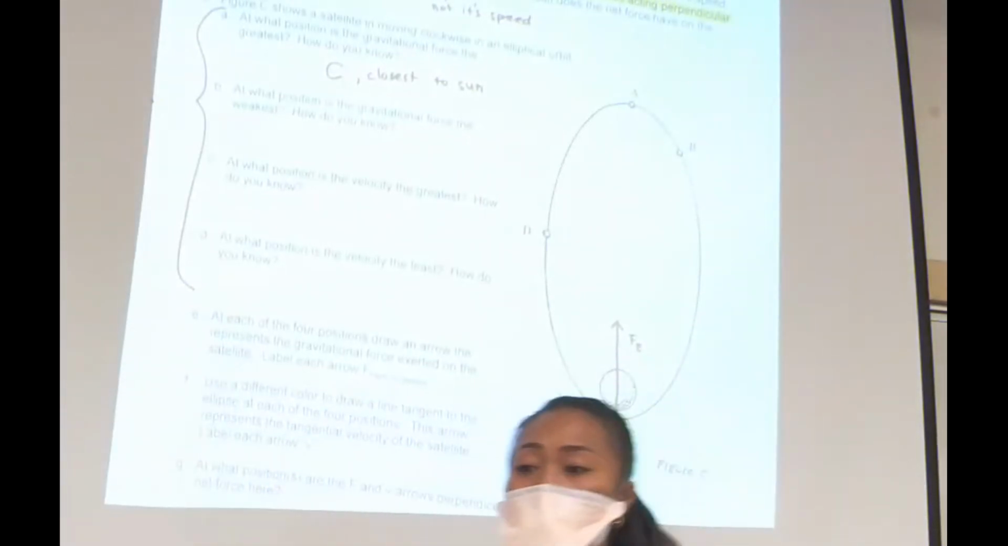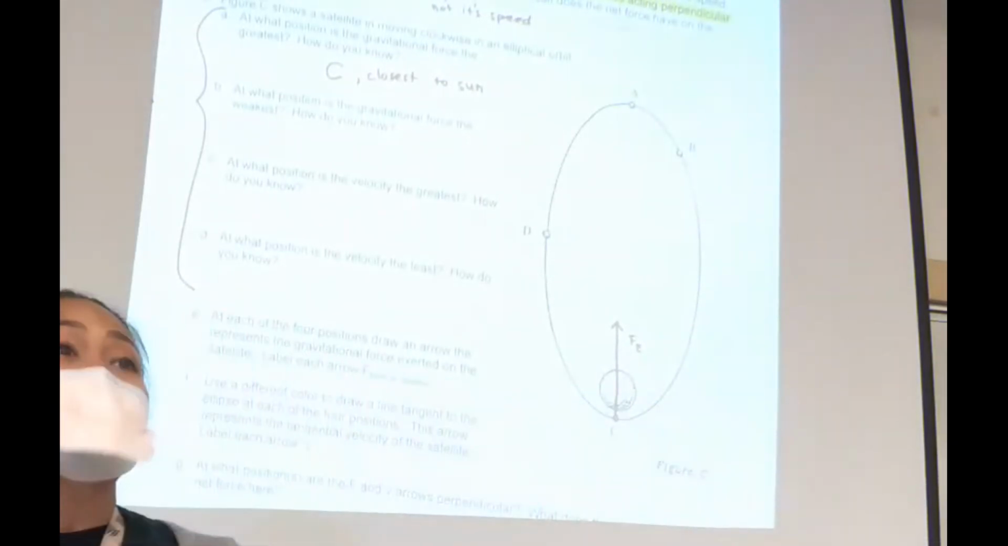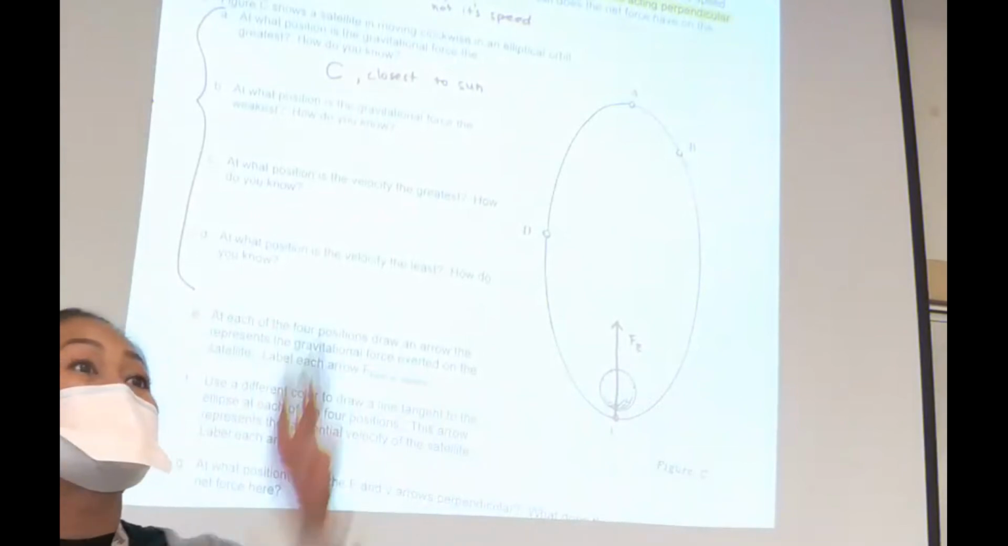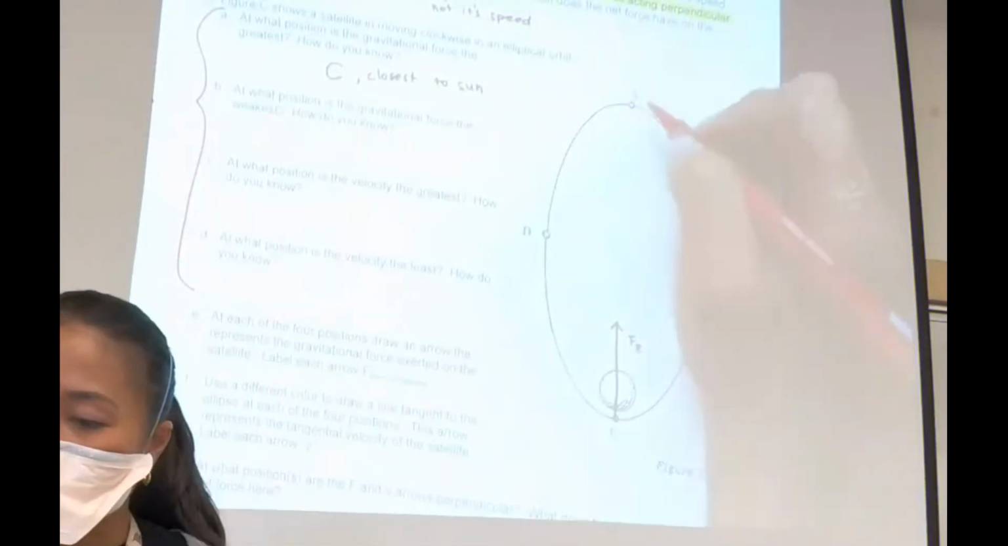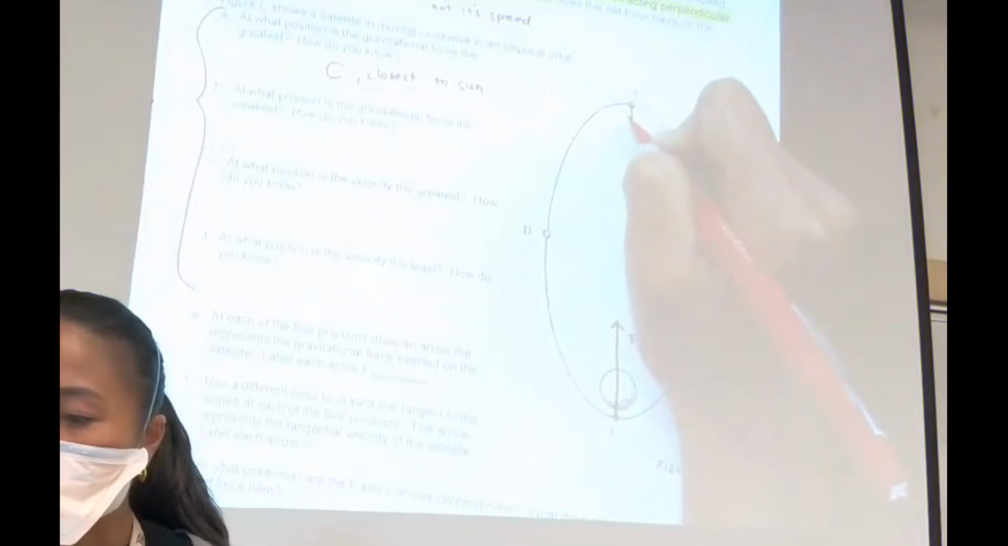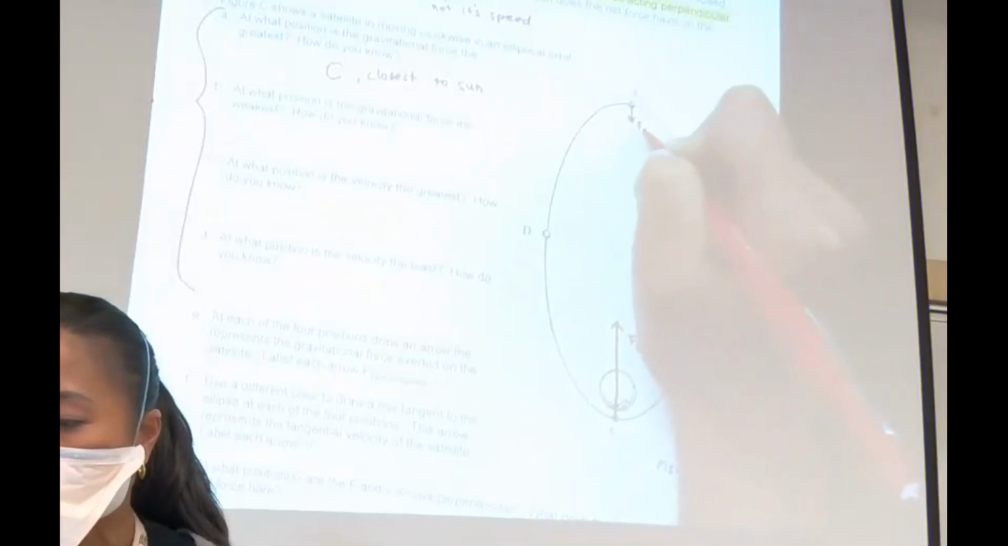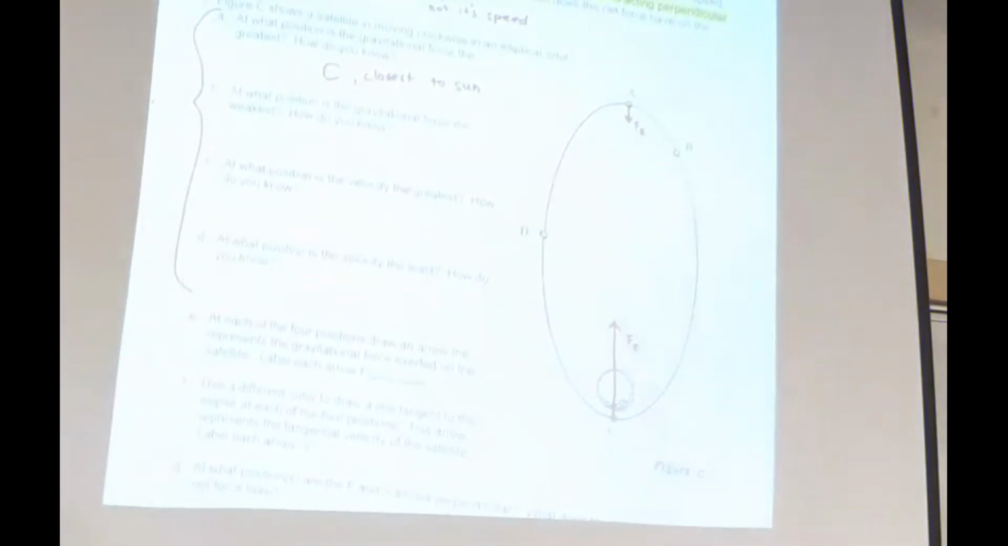All right. Where am I going to have the weakest force? Andrew? At A, because it's the furthest away. So same reasoning. I'm going to draw a small force of Earth at A.